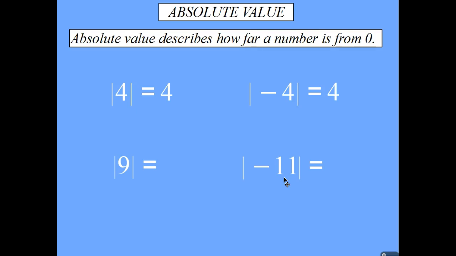Okay, hopefully you had a chance to try. If you didn't, pause the video, try right now. But the absolute value of 9. So we're saying how far away from 0 is the 9? Well, that's going to be 9 places away. And then we're going to look at -11. We're saying, okay, how far away is -11 from 0? And that one is 11 places away from 0.